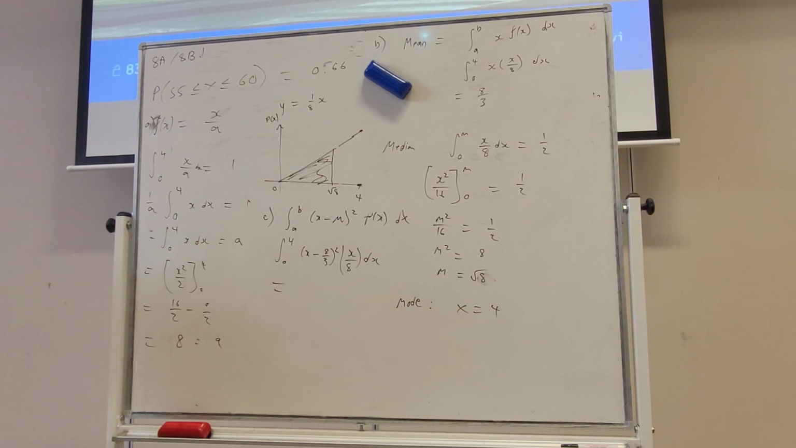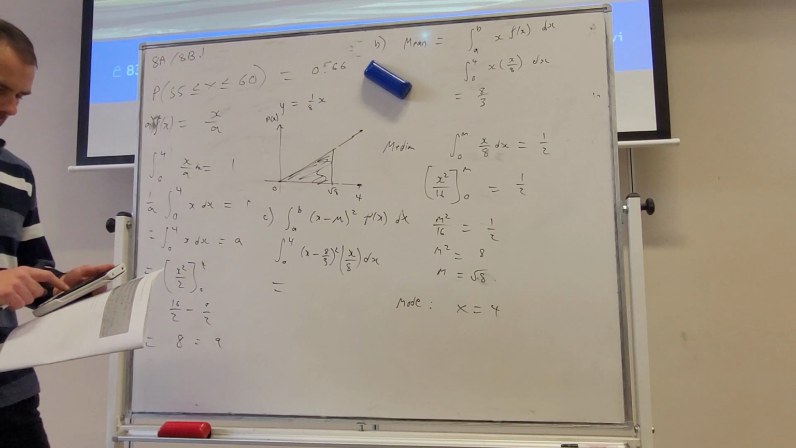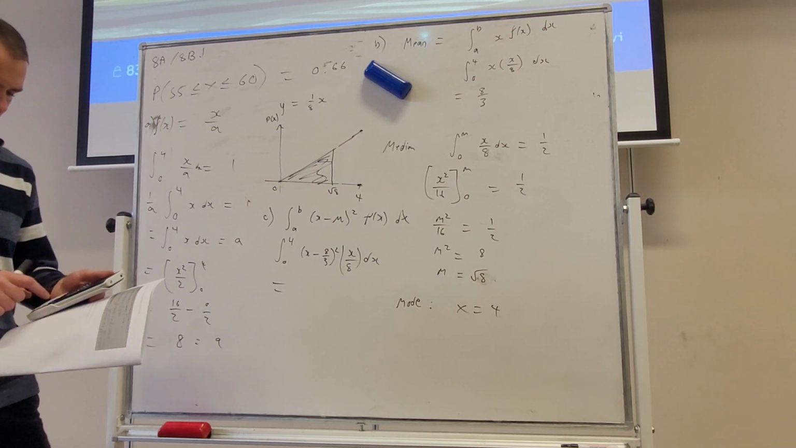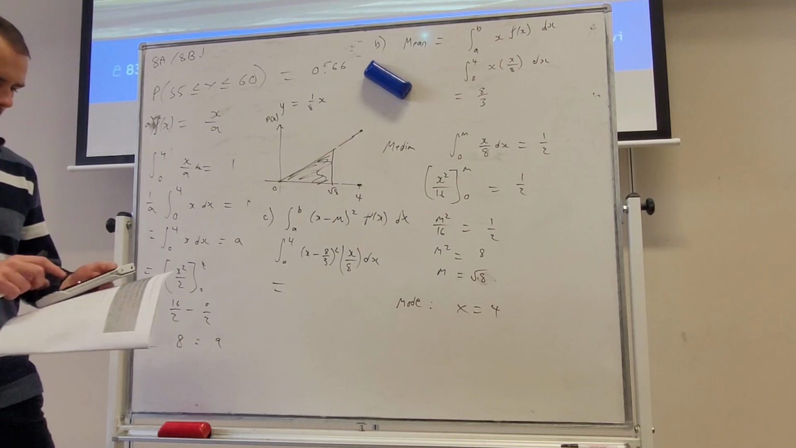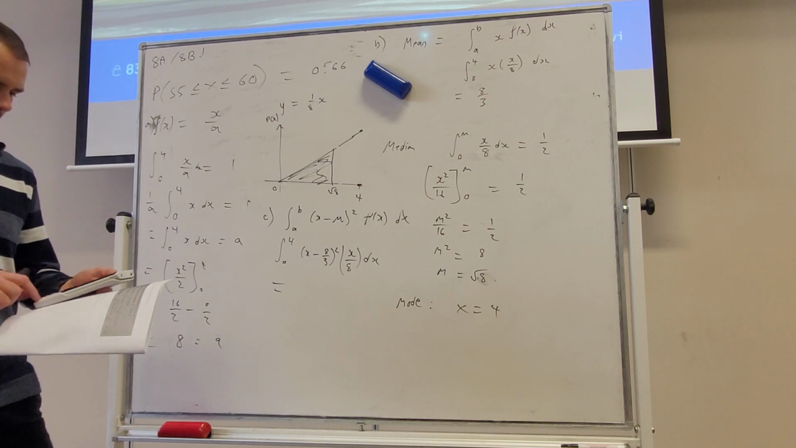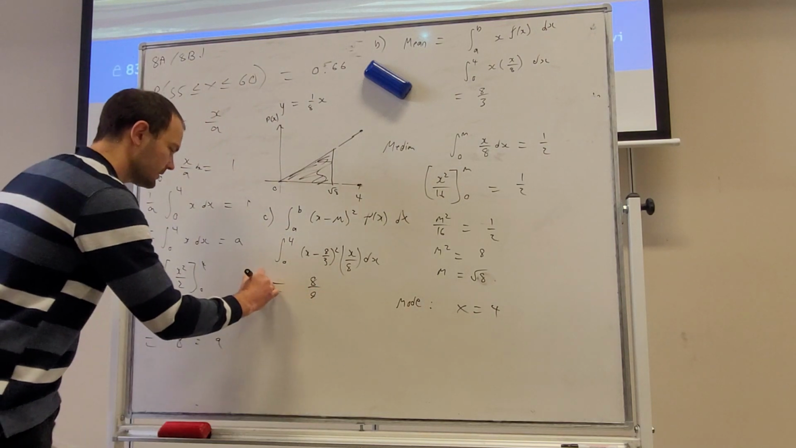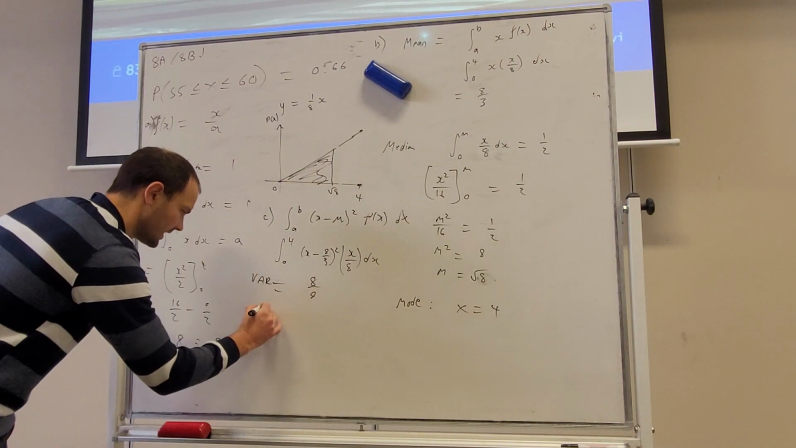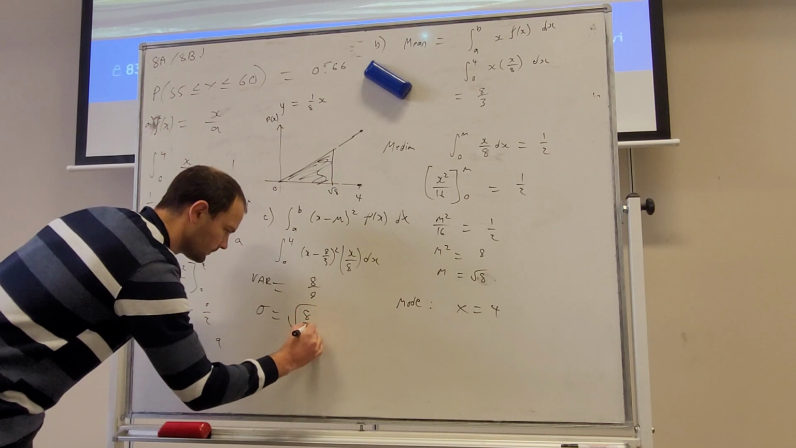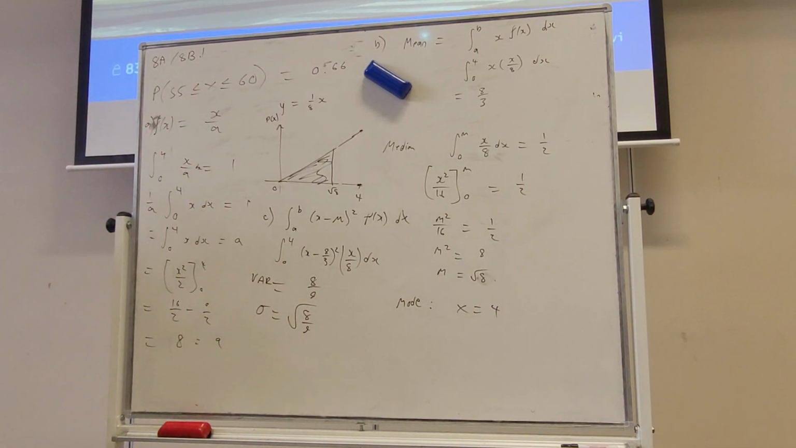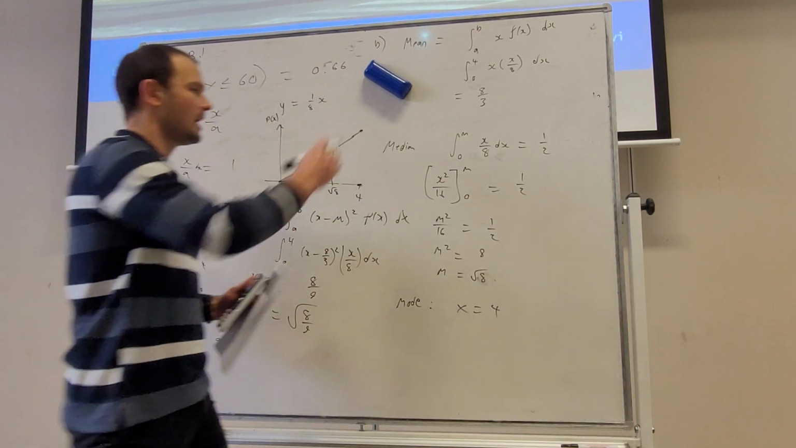So x, take 8 on 3 squared, multiplied by x on 8, from 0 to 4. 8 on 9. So that's the variance, right? And so then the standard deviation is the square root of that. And you can simplify that, root 8 on top of 3. So that's part C. And then lastly, part D.